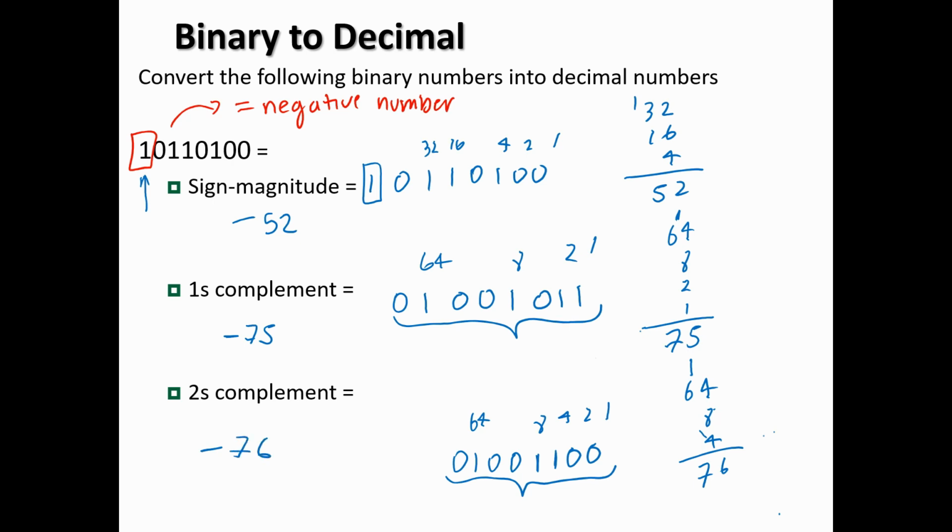Okay, so you can see the difference now between the three representations, okay? But if it's a negative, you have to do something to this one, and you have to do some processing to this one as well.